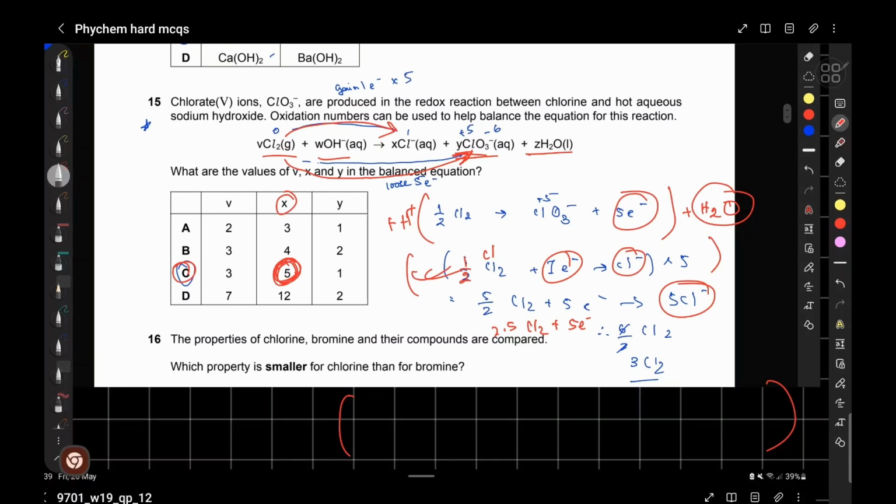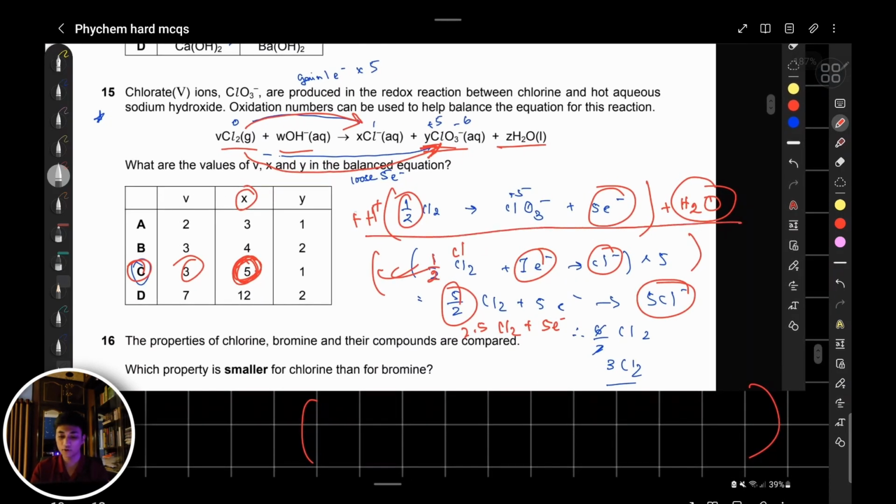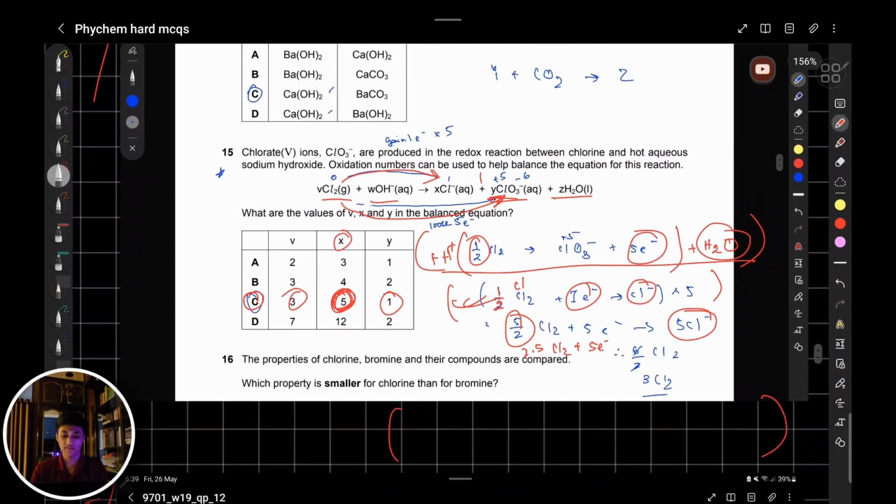What is V? V is actually the number of chlorine molecules, which is half of 5 plus 1, that is 6 by 2. So it's going to be a value of 3. So V is going to be 3. And what is Y? There is one chlorate ion. Where is the chloride ion in this equation? We have not multiplied this with any integer value. So there is only one chloride ion. So Y is 1. So C is going to be the answer.